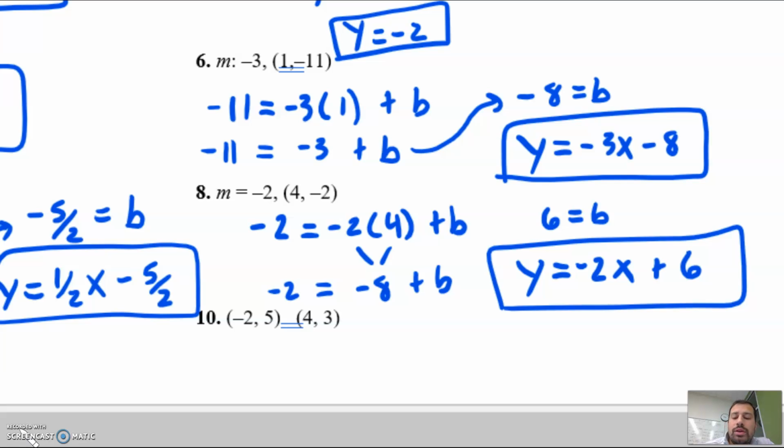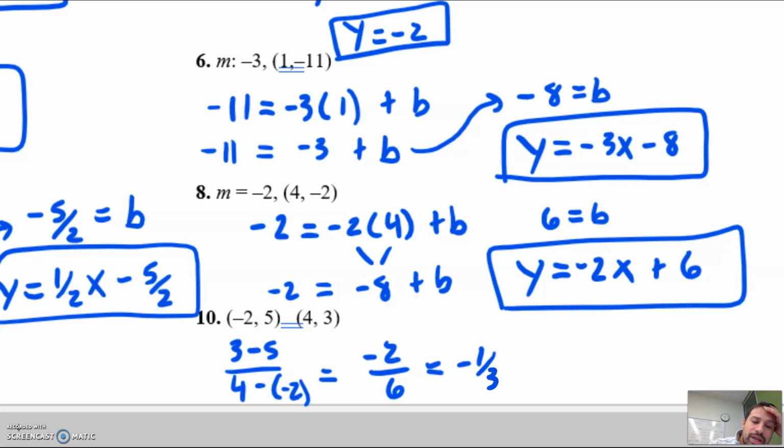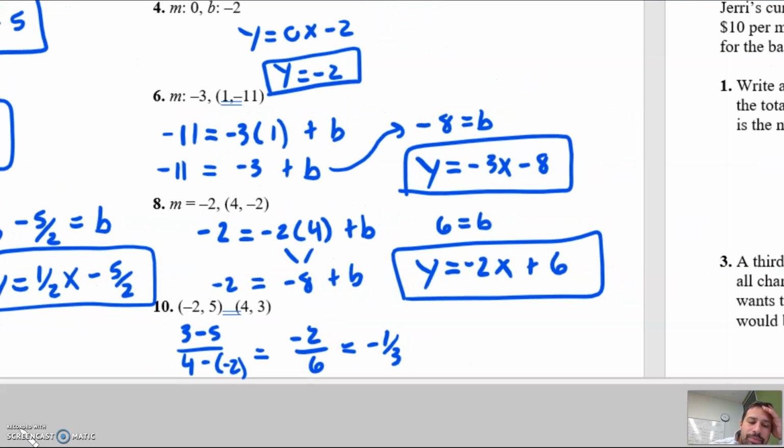So if I find the slope, 3 minus 5 over 4 minus negative 2. 3 minus 5 is negative 2. 4 plus 2 is 6. Looks like my slope is negative 1/3. Okay, I guess I'm not going to box that, but that's my slope, negative 1/3.